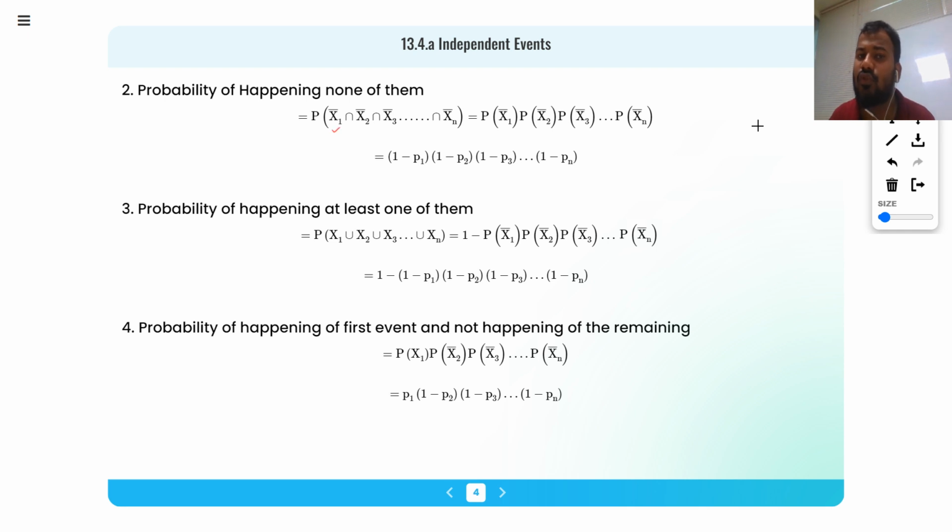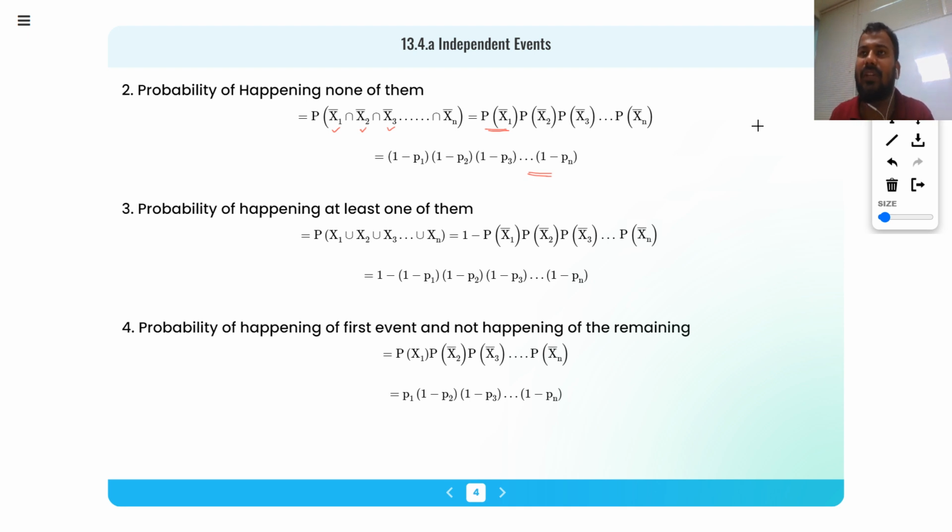So you're going to take the first one not happening. That's why you have taken X bar. Second one not happening. Third one not happening. So this intersection, you can take it as a product of individual events only when they are independent. Probability of X1 not happening is given by 1 minus P1. Probability of X2 not happening, 1 minus P2. Similarly, it goes on.